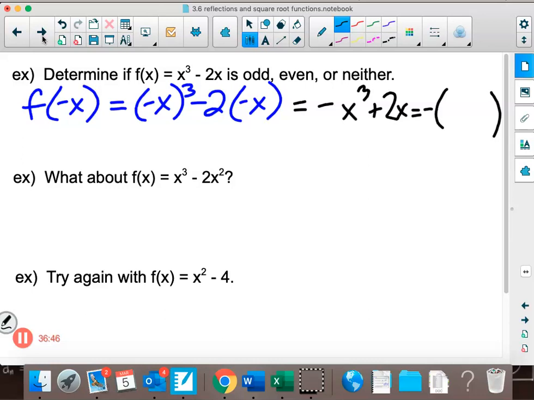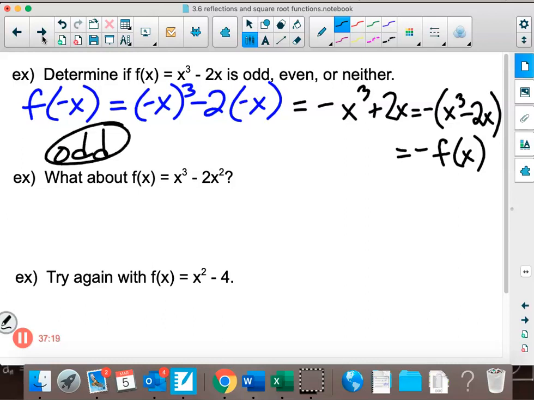Okay, if I factor a negative out of the first term, what do I get? Good, and then minus 2x. Does this look like f of x? Yes, so this equals negative f of x. What you've just shown is f of negative x equals negative f of x, which means this function is what? It's odd. Because f of negative x equals negative f of x.